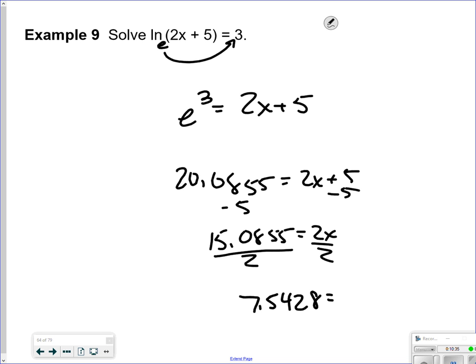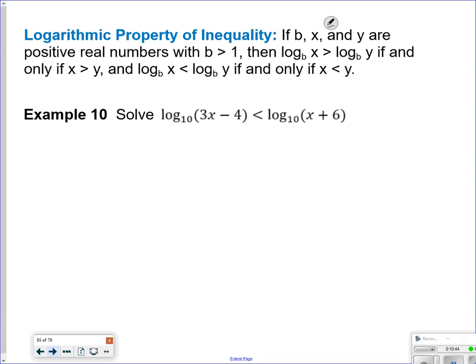7.5428 if I round to 4 decimal places. Now, inequalities, and again, there's a little bit of a caveat that you really got to worry about.